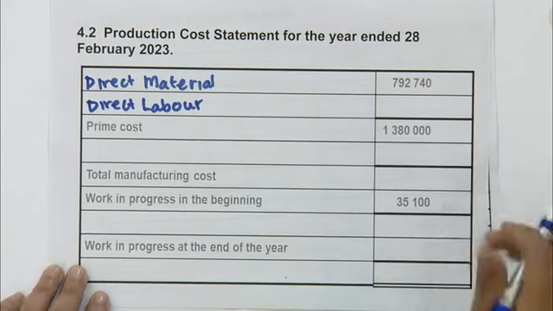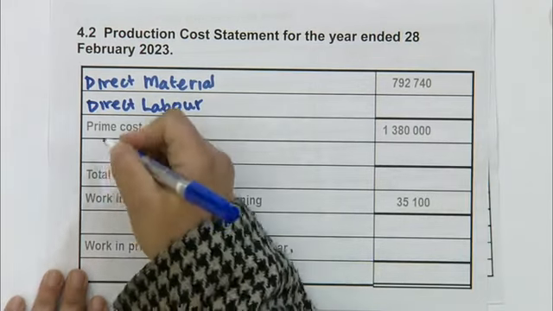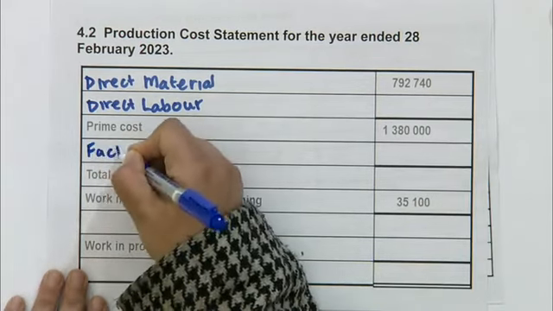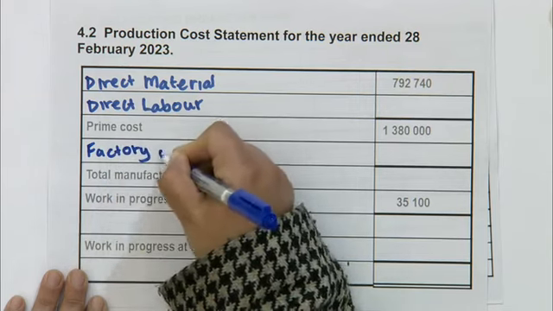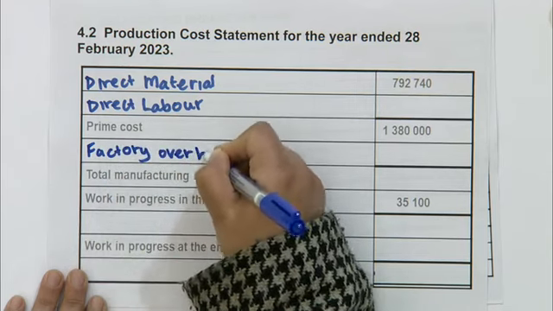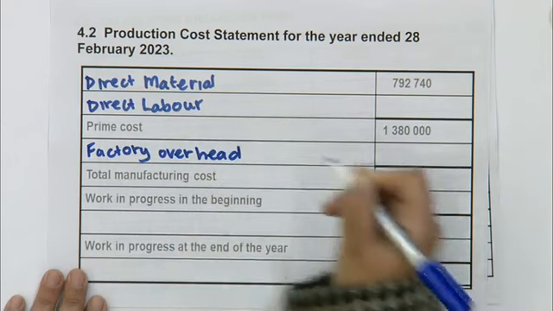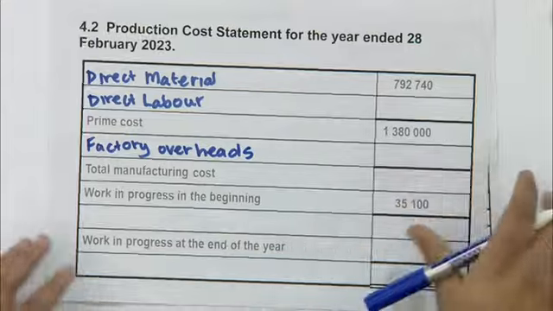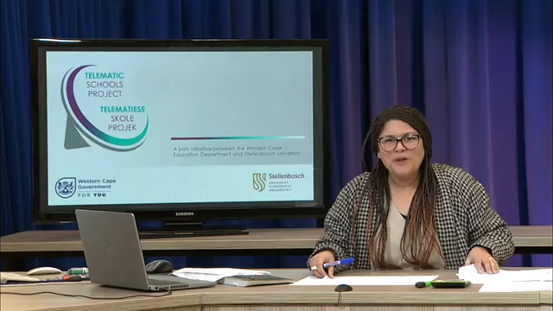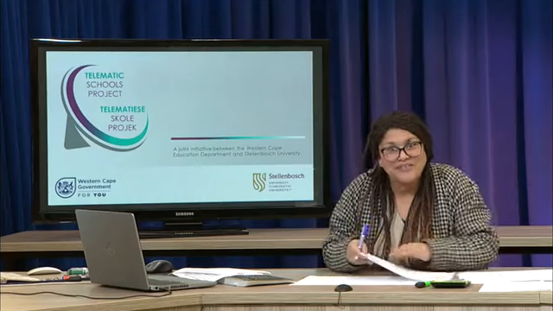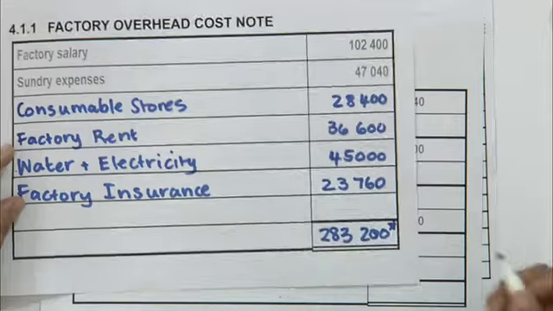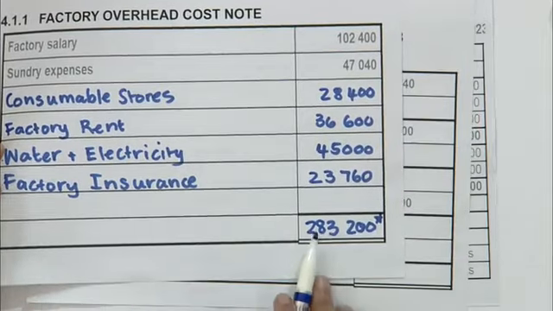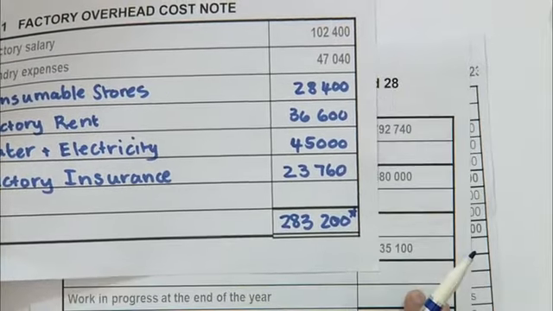And then there's a missing amount here. It is going to be our factory overheads. Yeah, let's go with factory overheads. And what was the amount? We just did it, so let's fill it in. Our factory overhead amount was 283,200.